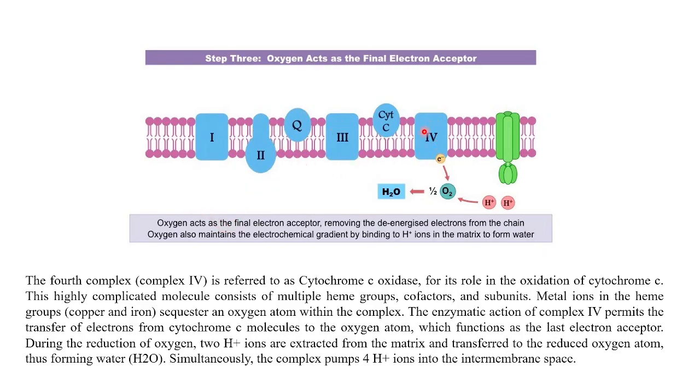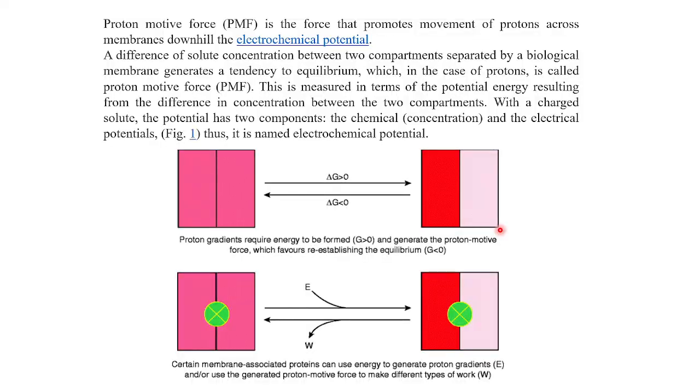So the last complex, complex 4, is called cytochrome C oxidase, and its role is the oxidation of cytochrome C. This highly complicated molecule consists of multiple heme groups, cofactors, and subunits. Basically, complex 4 allows the transfer of electrons from the cytochrome C molecule to the oxygen atom, that is the terminal acceptor. In the reduction of oxygen, 2H plus is taken and water is formed, and simultaneously complex 4 pumps H plus ions into the intermembrane space. So that is how the electron transport chain works.